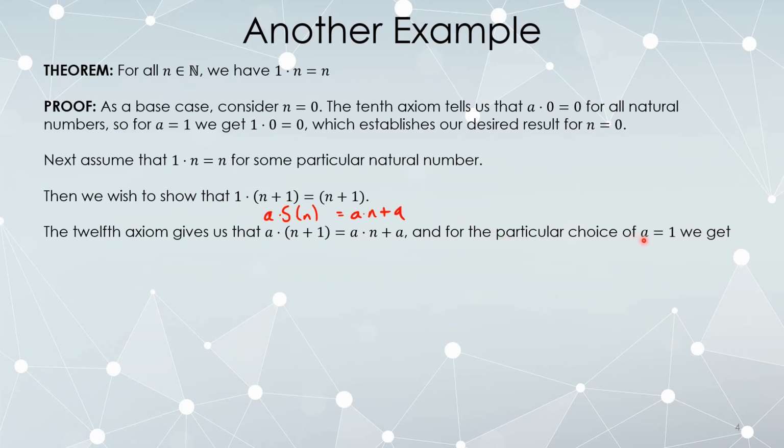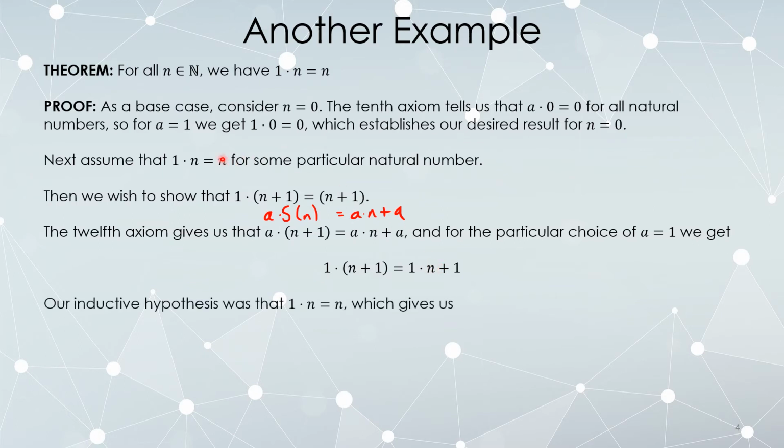So for the particular choice of a equals 1, we would get 1 times n plus 1 equals 1 times n plus 1. But what did we assume inductively? What was our inductive hypothesis? That 1 times n is equal to n. We assumed that back up here. So this 1 times n can be replaced with just n, giving us exactly what we wanted. 1 times n plus 1 is n plus 1.